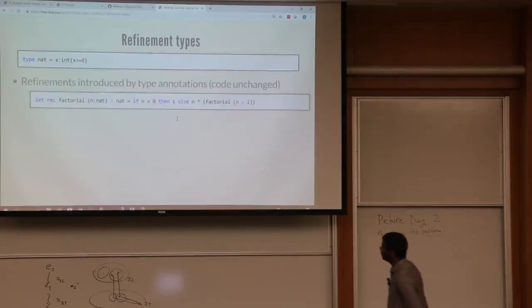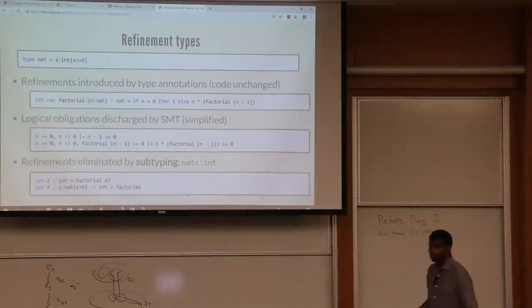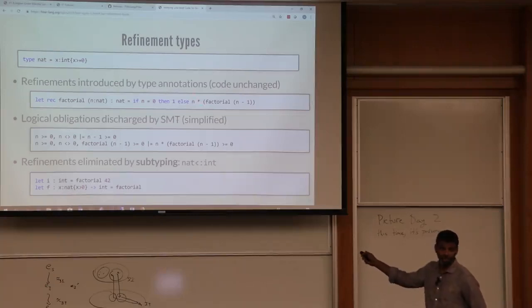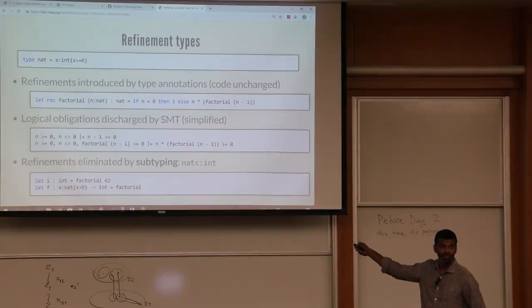Refinement types are introduced and eliminated just by subtyping. So for instance, times here, multiplication, is defined on integers, not just natural numbers. But I have a natural number n here, and I'm applying n to times. And this just works because nat is a subtype of int, so I can use subtyping to type this multiplication. I don't have to explicitly eliminate nat. It just happens via subtyping.